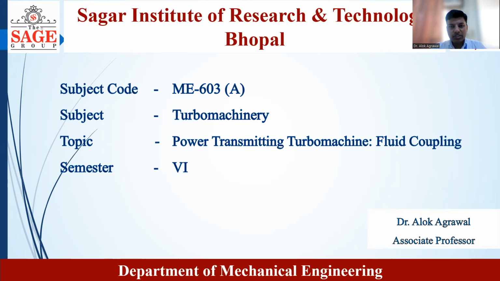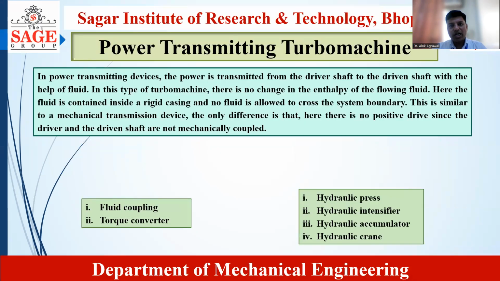So in this video lecture, we will be discussing power transmitting turbo machines, and we will be discussing in detail about fluid coupling. We have already seen that there are three categories of turbo machines. The first one is power generating turbo machines. Turbines come in that category. The second one is power absorbing turbo machines, which consist of compressor, fan, pump, and other things which absorb power. And the third category of turbo machine is power transmitting turbo machine.